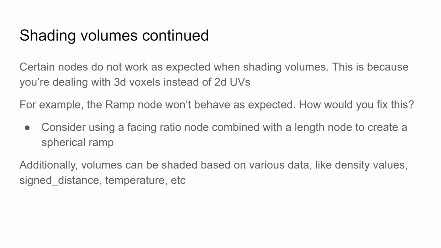You can shade it depending on the temperature of the object and also the density of the object. So maybe I want really dense areas to be red and really high temperature areas to be orange, that type of thing. And volumes have very, very special properties that allow you to basically shade things based on those data sets.